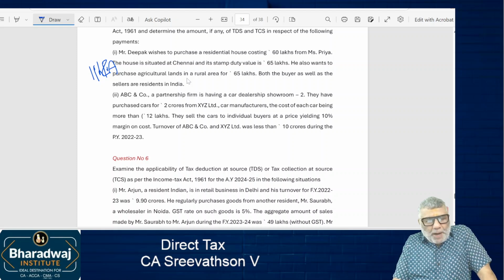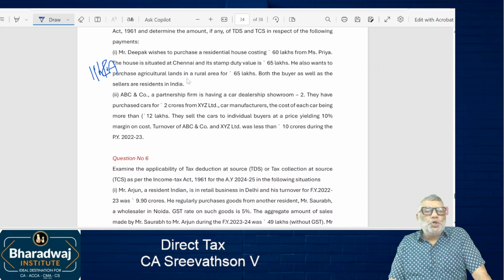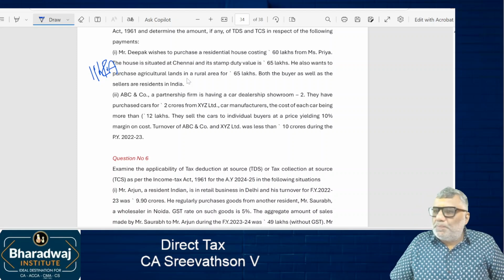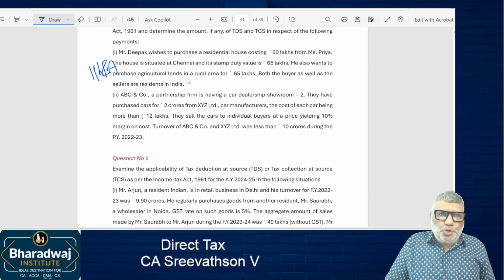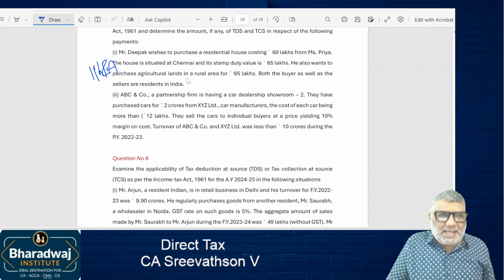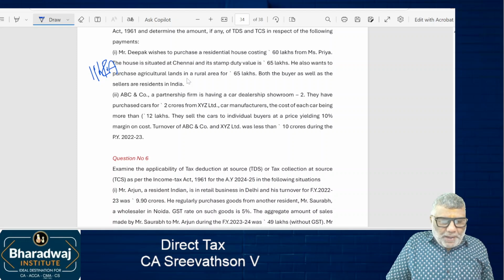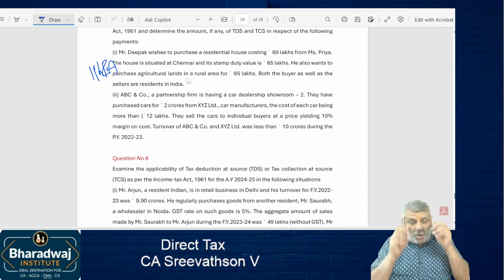ABC and Co, a partnership firm, is having a car dealership showroom. So they are coming to a TCS provision, TCS under 206C(1F) for luxury cars. Luxury cars means the value of the car exceeds 10 lakhs per car. They have purchased cars for 2 crores.